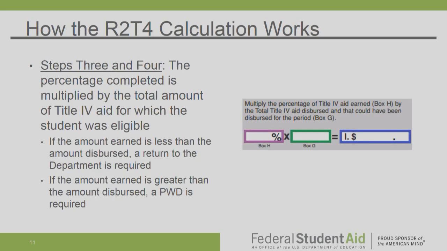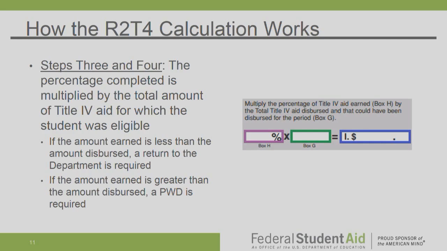So then you take the percentage calculated in step 2, item H, and multiply it by the total amount of Title IV aid that was disbursed or could have been disbursed, which is determined in step 1, item G, to yield the product or amount of aid earned here in step 3, item I.